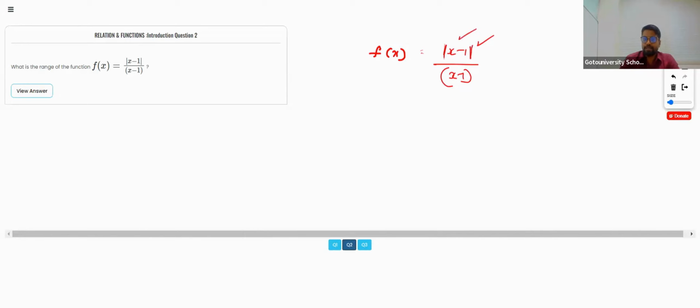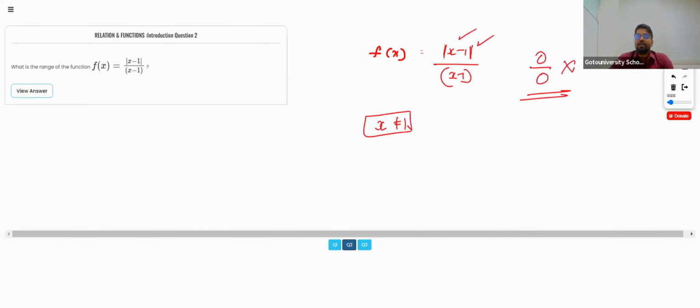The numerator cannot become negative. So what about the denominator? The denominator can be negative, right? So let us say x cannot take 1 for sure. Yes or no? Why can x not take 1? If x takes 1, what will happen? This expression becomes 0 by 0, which is not defined.